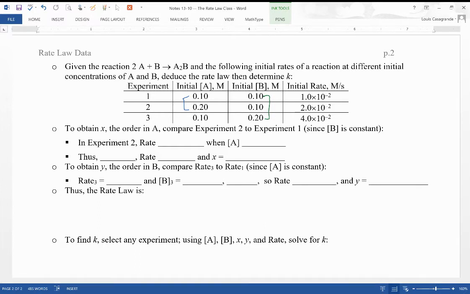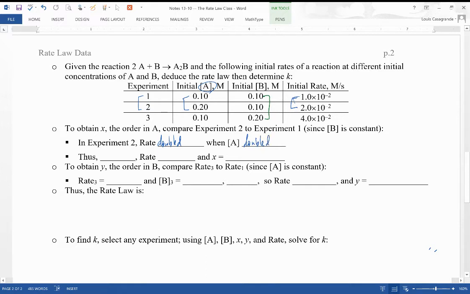And so what we're going to do is use those two comparisons to figure out what the reaction order is in A and what the reaction order is in B. So going to experiments 1 and 2, because we've changed the concentration of A and kept the concentration of B the same, that's going to give us the rate order for the reactant A. So we can see that in this reaction, in experiment 2, the rate doubled. So the rate went up by a factor of 2 when the concentration of A also doubled.